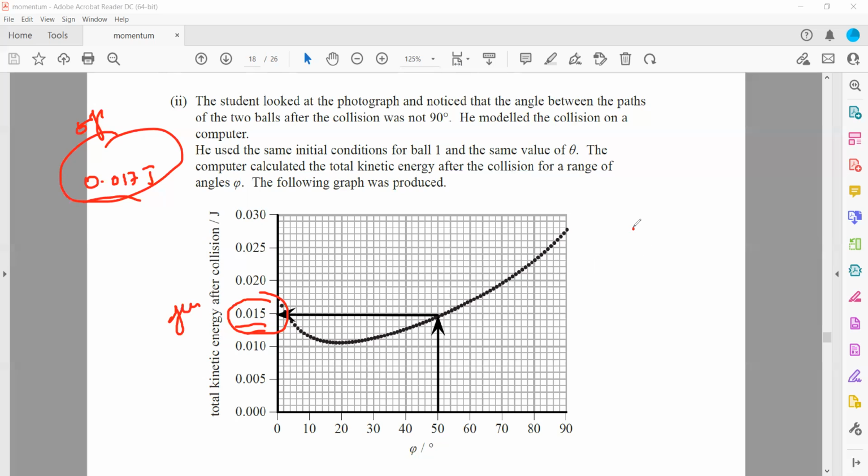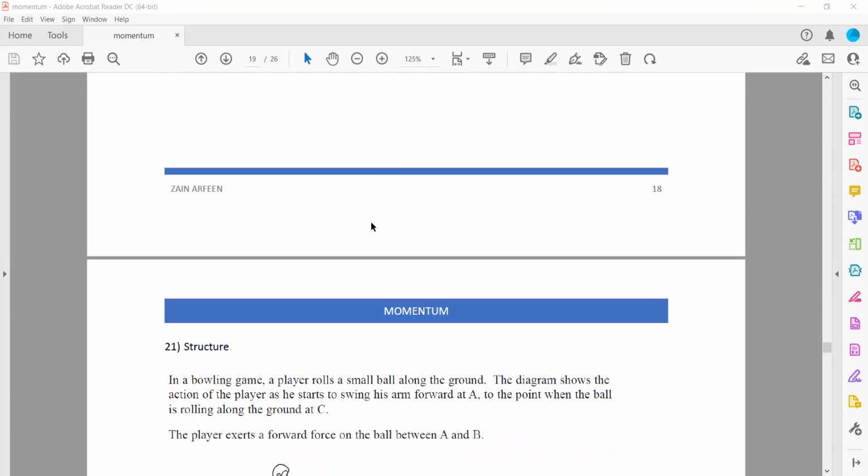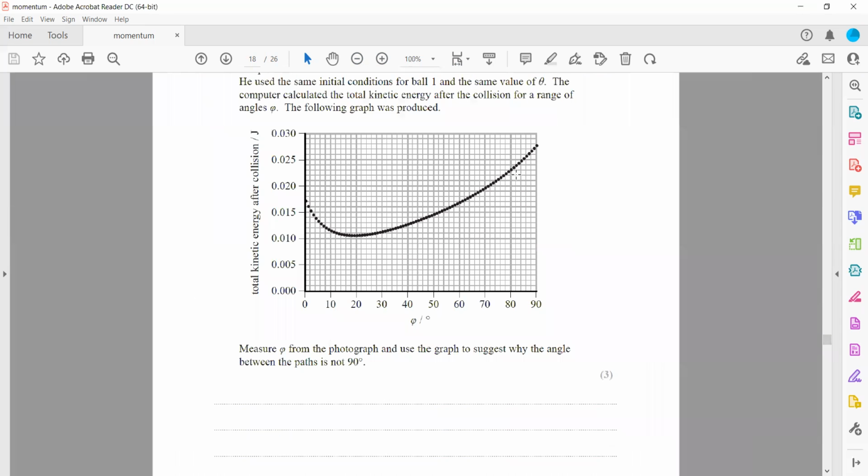And what is the total angle between them? The total angle is the sum of phi and theta. Theta is 29 and phi I took 50, so the sum of the angle is 79. So the angle is 79 and the total kinetic energy is not coming out the same. What is the reason for that? It shows that the collision between the two balls is not an elastic collision. It is an inelastic collision. You can take any value for the angle from 40 to 50 and work out the total kinetic energy. And because the total initial and final are not the same, it means the momentum is not conserved.